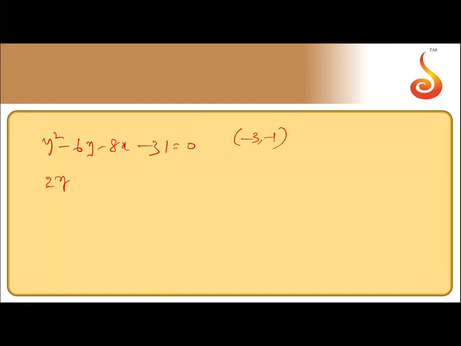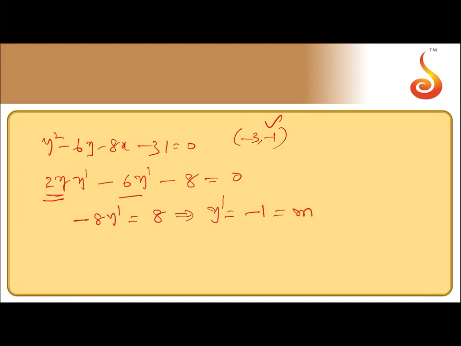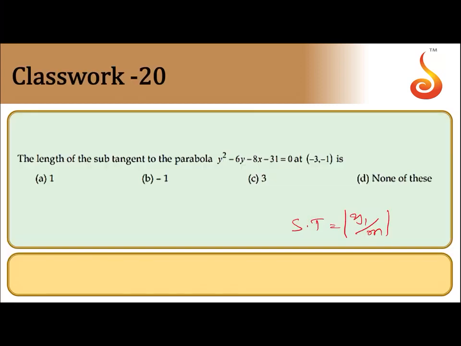Let me find the derivative. So 2y y dash minus 6y dash minus 8 is equal to 0. So therefore y dash at the point, y is equals to minus 1. When you substitute, you'll be getting minus 2 minus 6y dash. You will be getting minus 8 times y dash is equals to 8, means y dash is equals to minus 1. That means the slope of the tangent line is equals to minus 1.